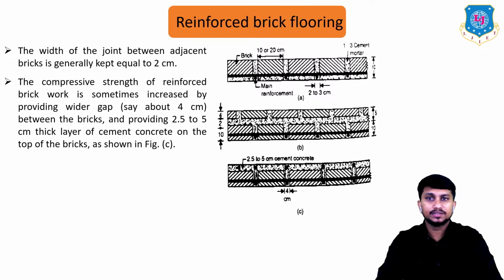The width of the joint between adjacent bricks is generally kept equal to 2 cm. The compressive strength of reinforced brickwork is sometimes increased by providing a wider gap, say about 4 cm, between the bricks and providing a 2.5 cm to 5 cm thick layer of cement concrete on top of the bricks, as shown in figure C. So you can use a 2.5 centimeter to 5 centimeter cement concrete layer on the brick also. These are the various combinations of reinforced brick flooring.